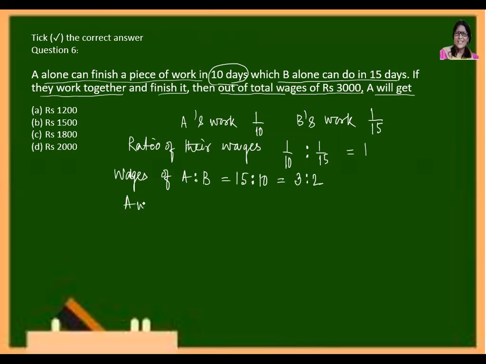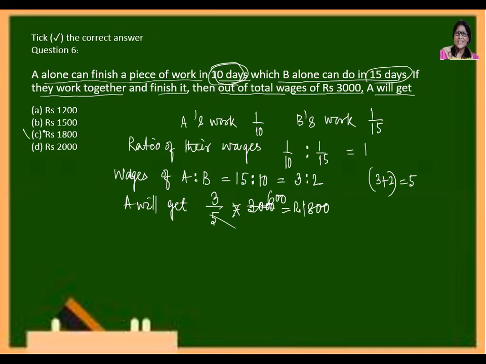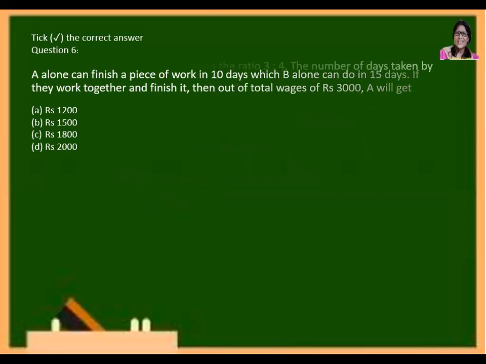So A will get 3 parts of the total 5 parts. This makes 3 plus 2 is 5. Out of 5 parts, A will get 3 because A is doing more work. B can finish in 15 days, he's slow, so he will get less. B will get 2 parts. 3 by 5 multiplied by 3,000. How much will it be? It will cancel. It will be 600. So 1800. A will get rupees 1800. Where is the answer? C is the answer.